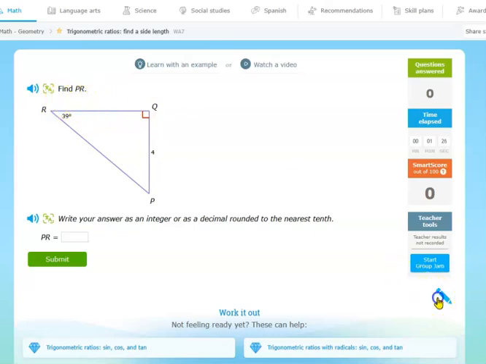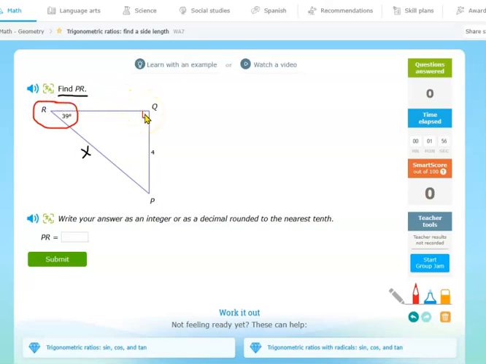So first thing I'm going to do is label side PR with the variable X. PR is right here. That's what they want us to find, so I'm going to label that. Next, I'm going to do our normal marking up of the figure. I'm going to circle the reference angle. The reference angle is whichever angle has a degree measure, not the 90-degree angle though.